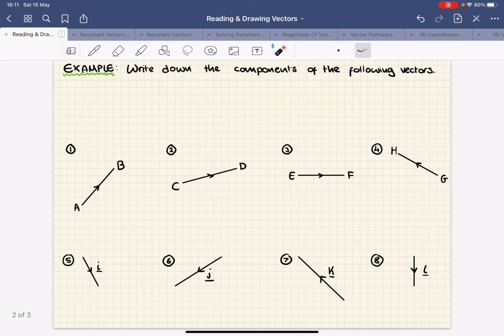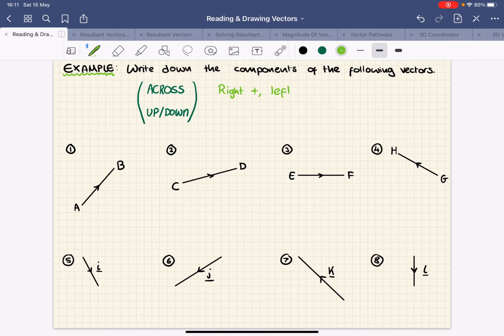So to begin with, we're being asked to write down the components of the following vectors. To keep in mind, when we are writing our component vectors, it is one of these sort of longer brackets like so, and on the top is how far across it's gone, and on the bottom is how far it went up or down. And things to keep in mind, going to the right, that is always going to be positive, and left, so going back on itself, is negative. When you go up, that is also positive, and down is going to be a negative. So let's take a look at some examples now.